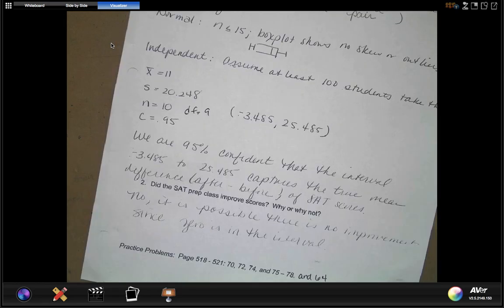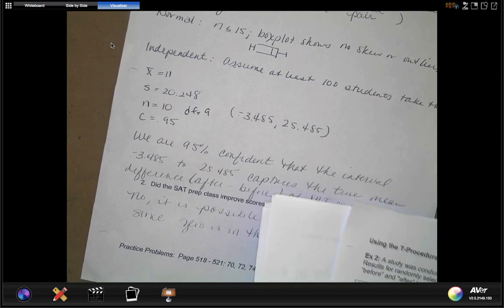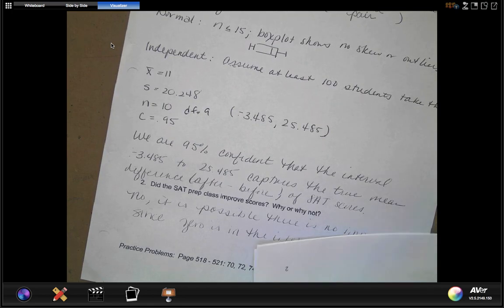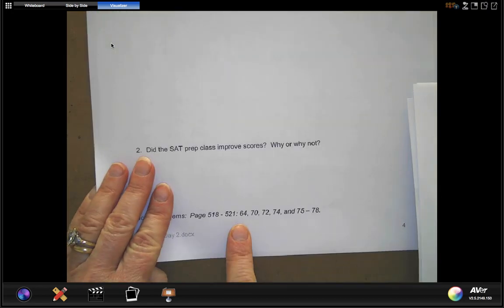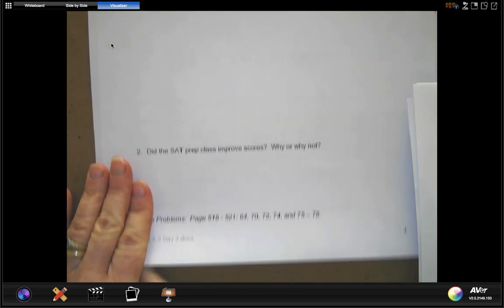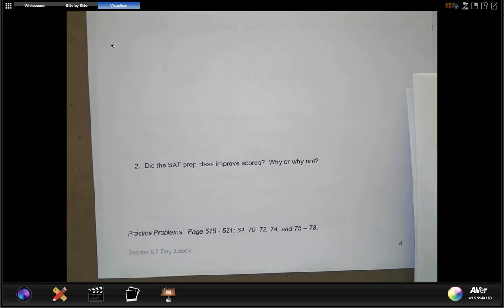I don't know if those are the problems or not. Let me look here. No, yes. Yeah, the problems, they're just in a different order. There they are. How fun. All right, that is that for this section here.